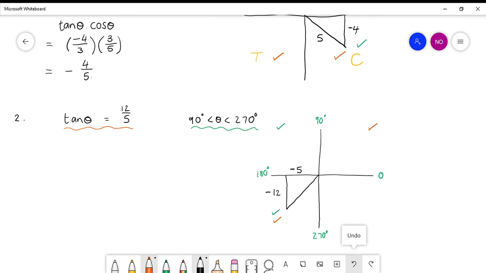But in the third quadrant, do you agree it's below the x-axis, so y will be negative? And also, it is to the left of the y-axis, so x will be negative. Don't forget those. Now we work out the hypotenuse. How do we work it out? Good. And we get a value of 13. Positive or negative 13? Positive. Why? Because it is always positive.